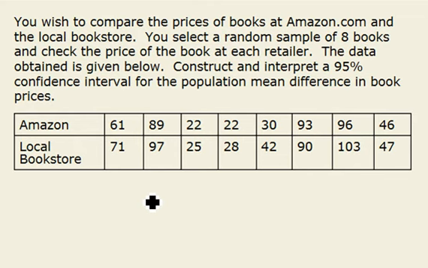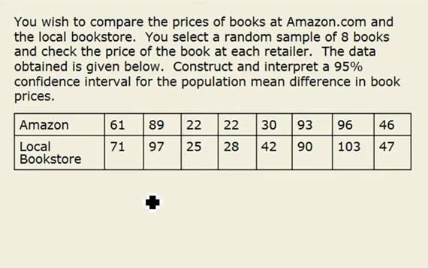In this situation, because you're looking at 8 books at both places, the data is paired up. It is not independent data. The 61 and 71 in our first column are the prices for the same book, just at the 2 different places, so those are not going to be independent of one another.